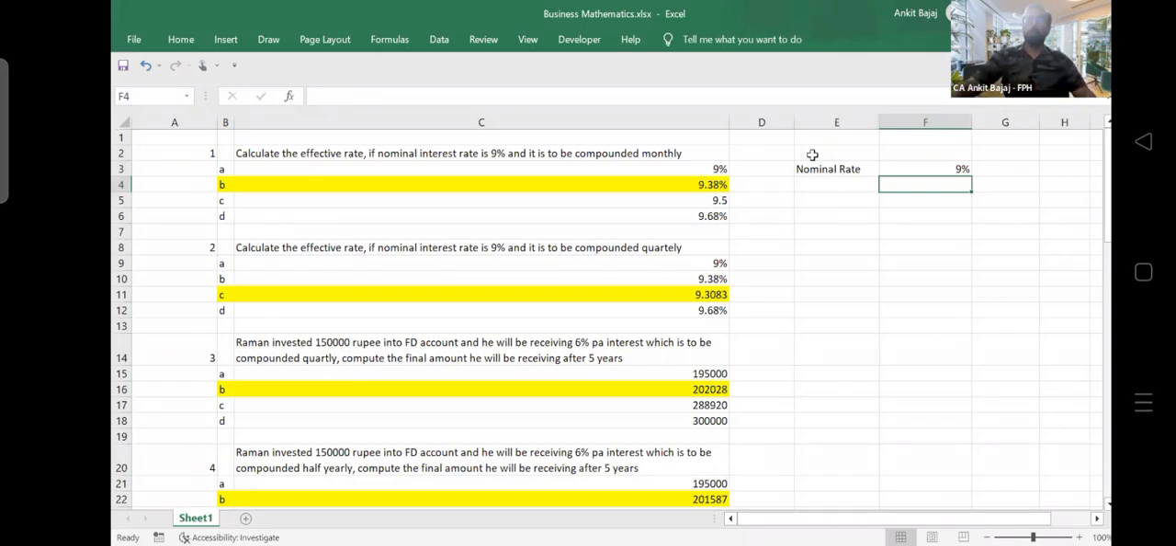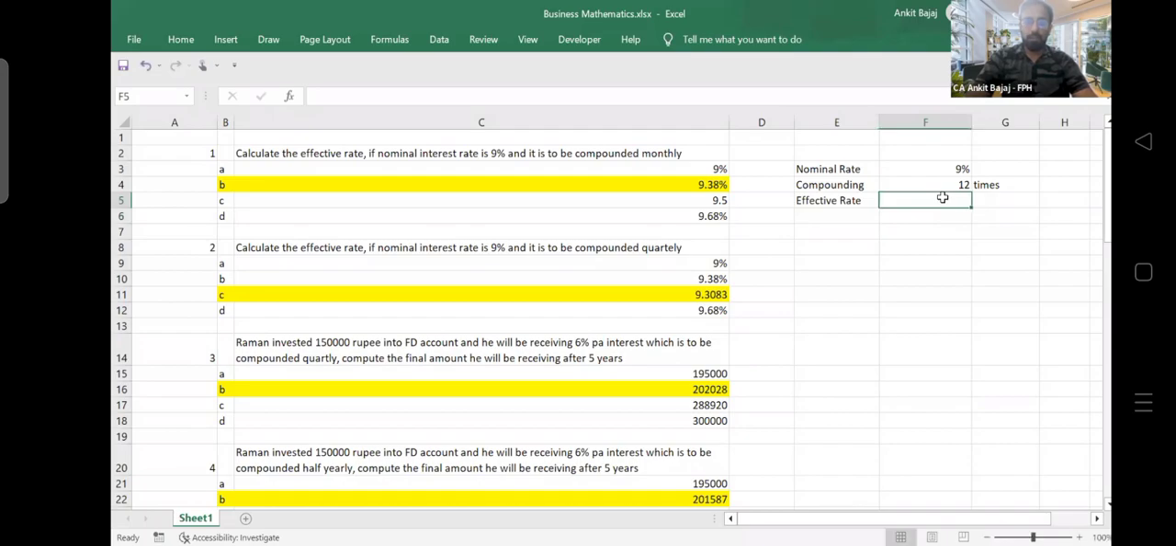And you see here, compounding is to be done monthly, right? So in a year, how many compounding will take place? In a year, 12 times compounding will take place, right? And we have to calculate the effective rate. If we want to calculate the effective rate, we have to apply the effect formula.